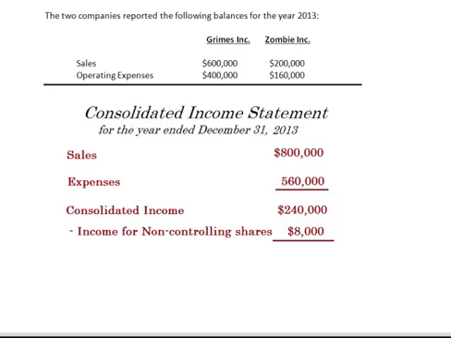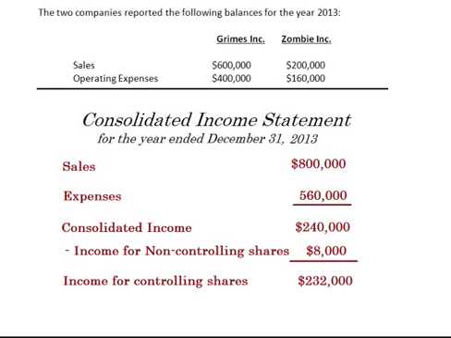So our new bottom line number is not net income, it's income for the controlling shares. And that's going to be 240 minus 8. So 232,000 is the income for the controlling shareholders. That would be a consolidated income statement combining Grimes and Zombie. This, again, income statement is for the benefit of the Grimes shareholders. The Zombie shareholders would get a separate income statement that only covers Zombie. Okay, this was a good introduction. Hopefully this made sense and we'll be able to hit the ground running on Tuesday.